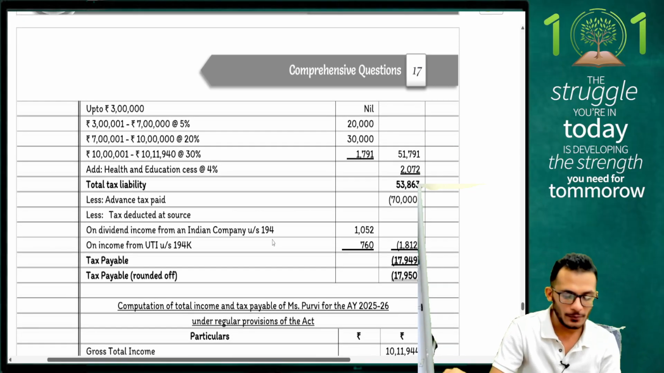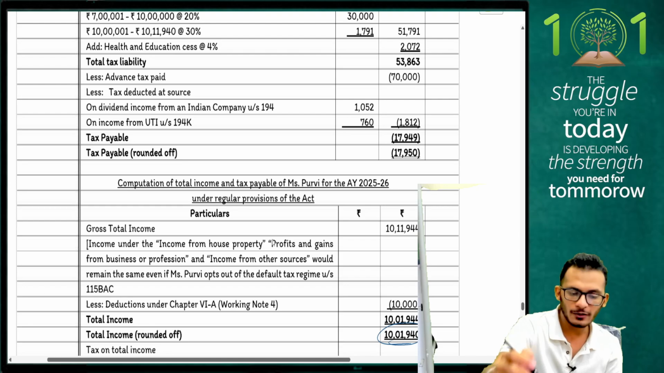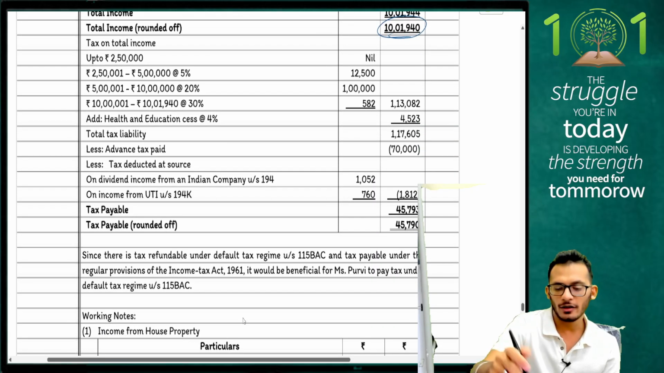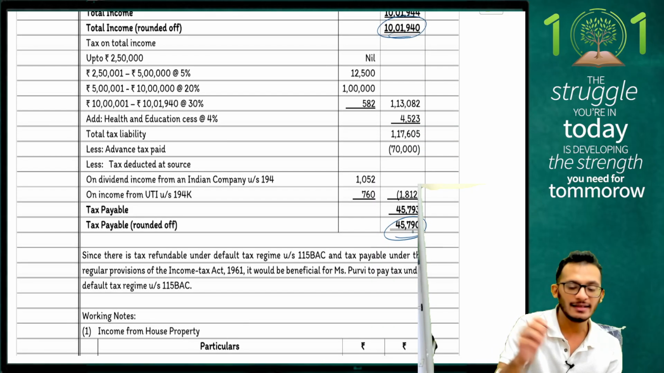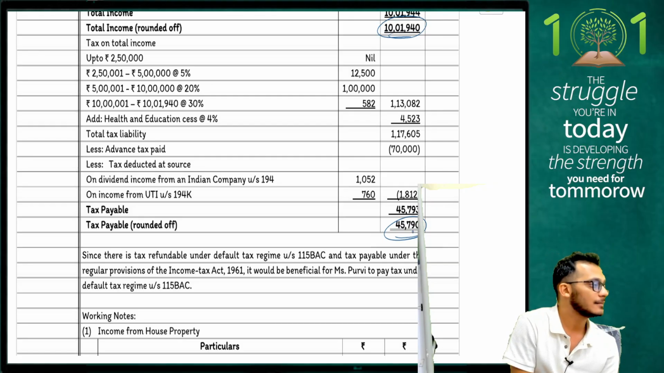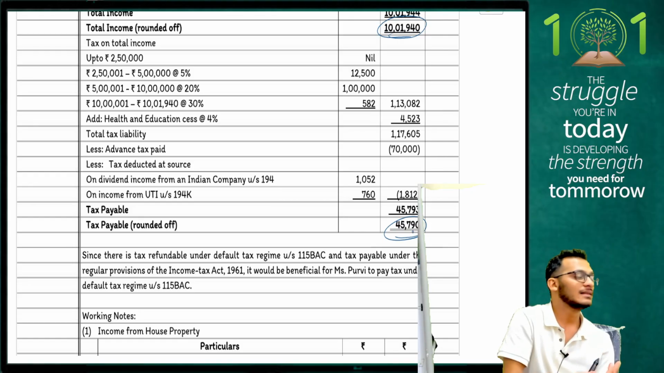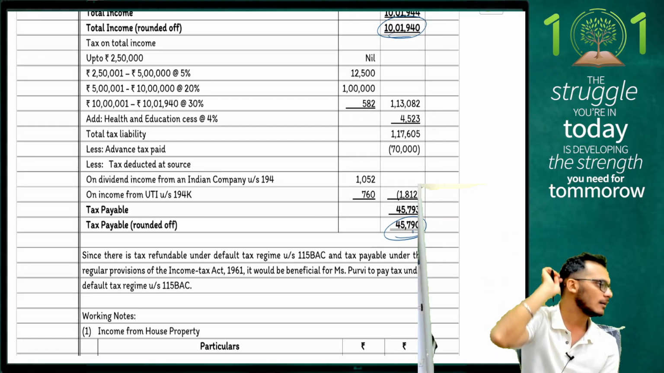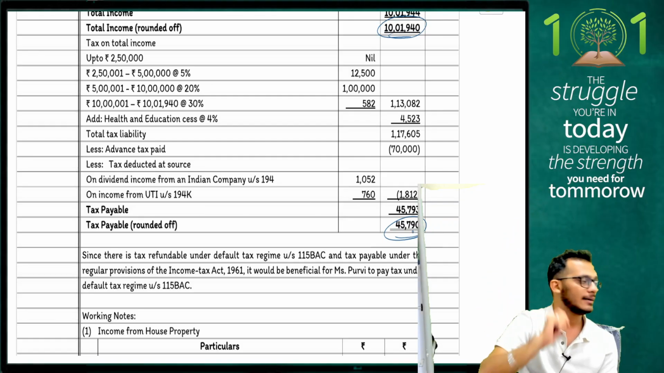Yes, and therefore they computed taxes. If I understand the taxes carefully, my tax liability here came as 17,950 as a refund, and here I got 45,790 as payable, which means the ATR is showing higher tax. I have to pay 45,000 more, whereas I get a refund of 17,000, which means I will opt for the DTR.